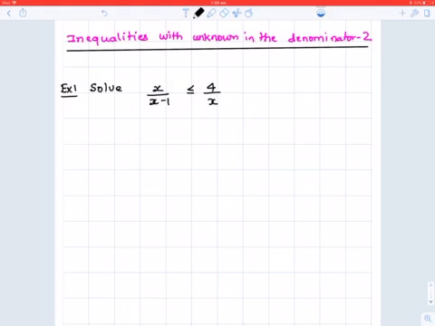When you look at the question here, solve x divided by x minus 1 less than or equal to 4 over x. We have unknowns on both sides, in the denominator. Now, this inequality will work only when x is not equal to 1 and x is not equal to 0. So we have to remember that first.